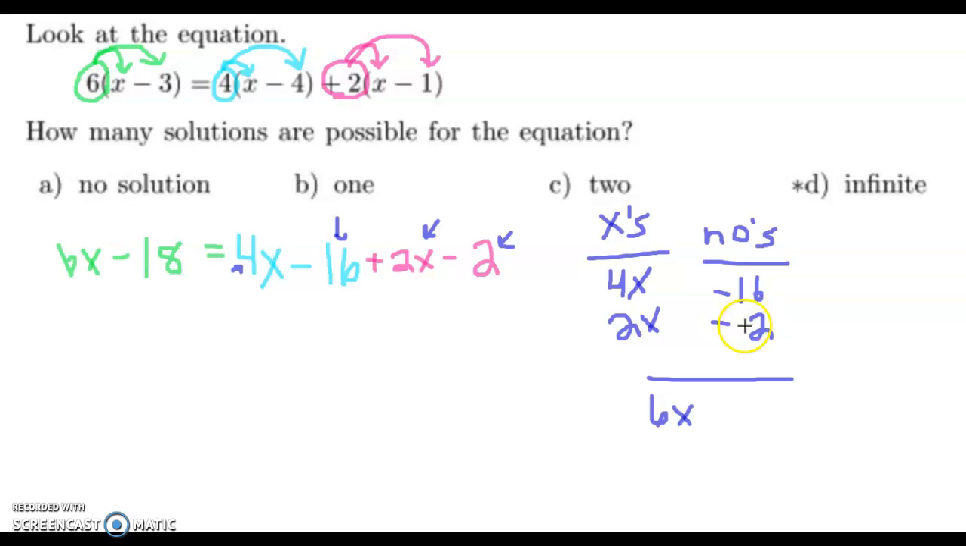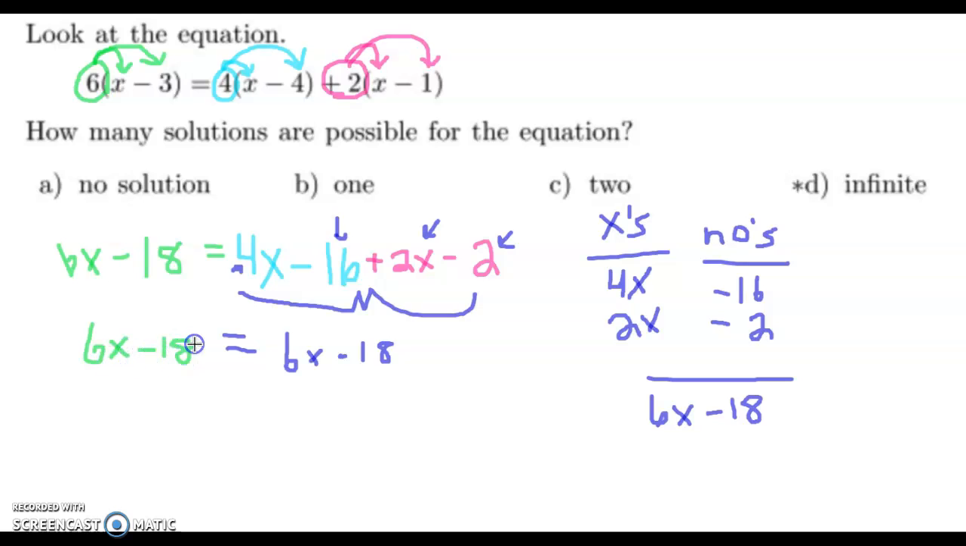I have 2 negative signs here, right? If I have 16 negatives and 2 more negatives, I have a total of 18 negatives. I'm going to go ahead and simplify this whole thing to 6x minus 18. I'm going to write that down here. Bring down my equal sign, and then what do I still have on the other side but 6x minus 18? Well, hopefully you're noticing something already.